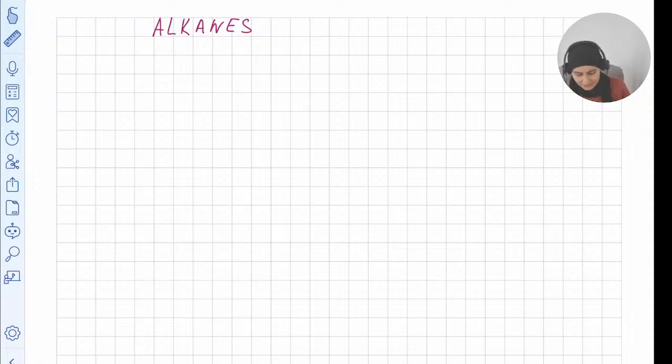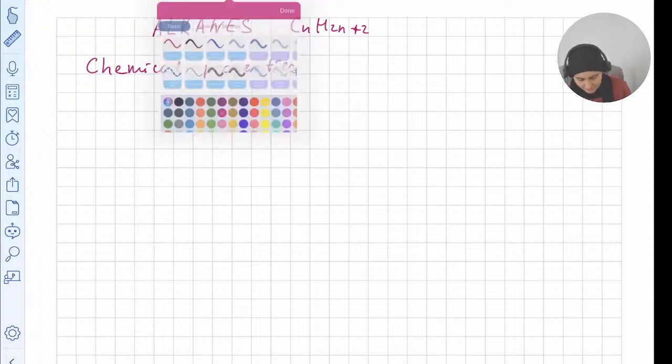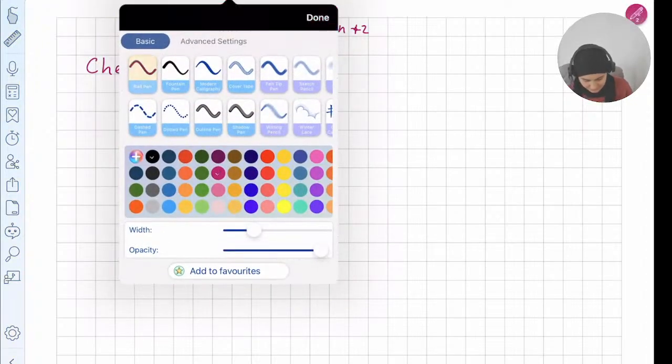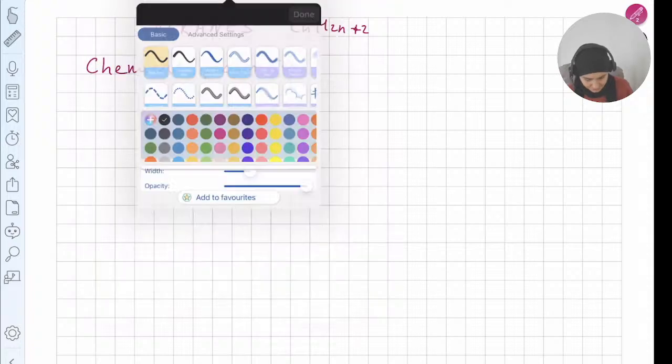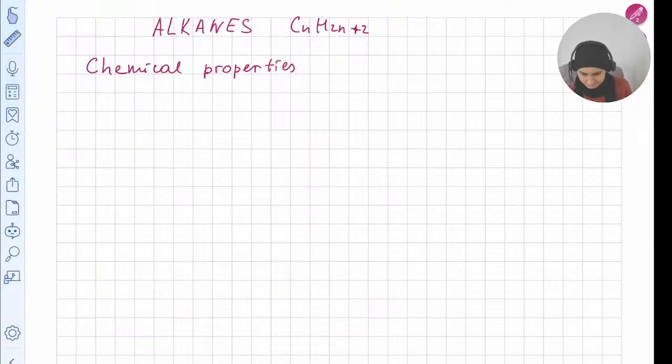Okay, so we start with alkanes. The general formula of alkanes is CnH2n+2, and that's the only extra thing that I'm going to write. I'm not going to explain what they are, maybe briefly, but we'll dive into the chemical properties right away. So let's start. Chemical properties. Okay, first chemical property. I'm not sure how I'm going to structure this, but let's just do it this way.